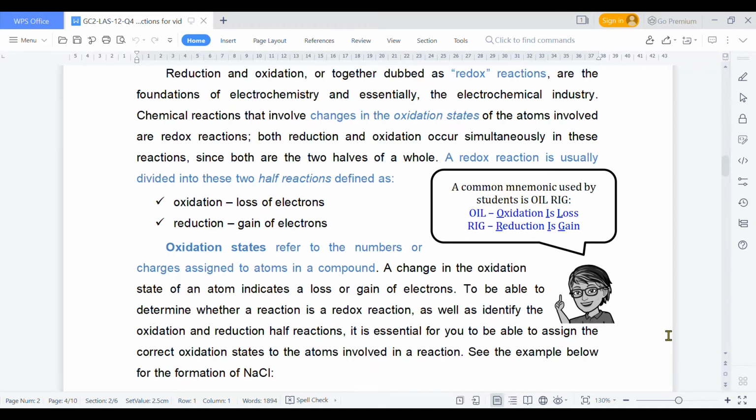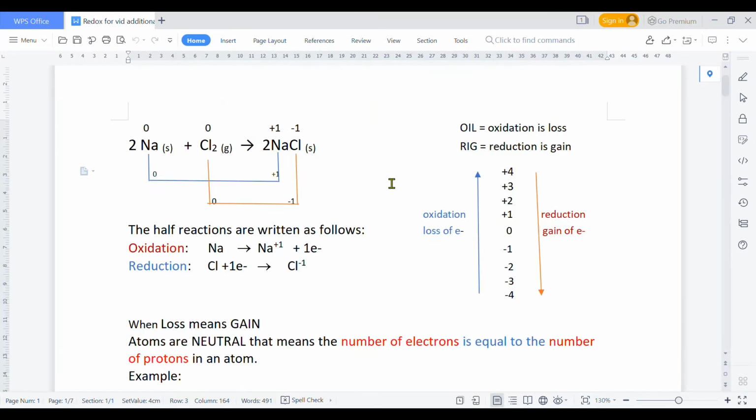See the example below for the formation of sodium chloride. We have here the reaction. 2 moles of sodium plus 1 mole of chlorine gas will form 2 moles of sodium chloride. Sodium chloride is our common table salt.